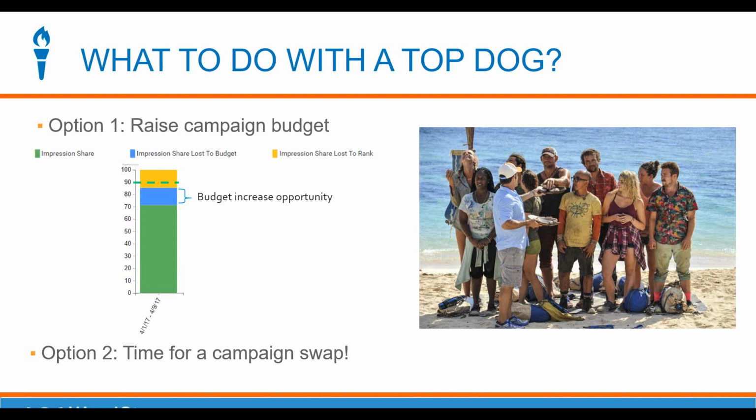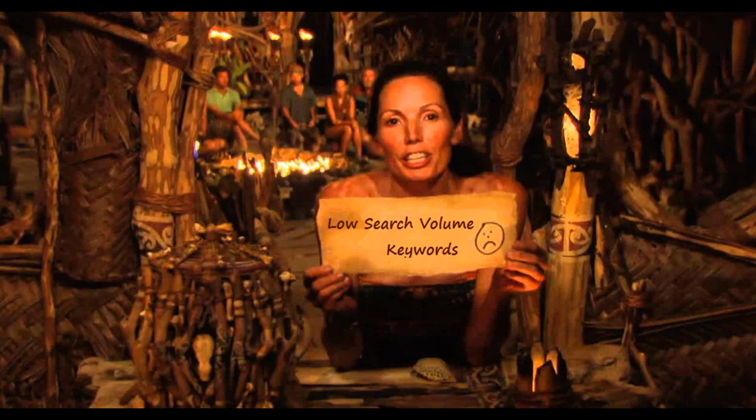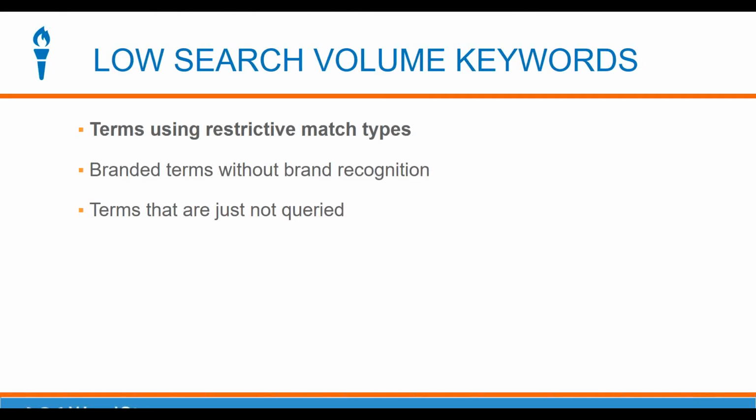Cool. So now that we've tackled keyword hogs, it's time to vote our next group of keywords off of the island, and those keywords are low search volume terms. So you may notice when sifting through your keyword list that certain keywords are marked as limited approval due to low search volume. These are terms that are typically associated with very little search traffic on Google. And so for this reason, Google actually temporarily marks these keywords as inactive.